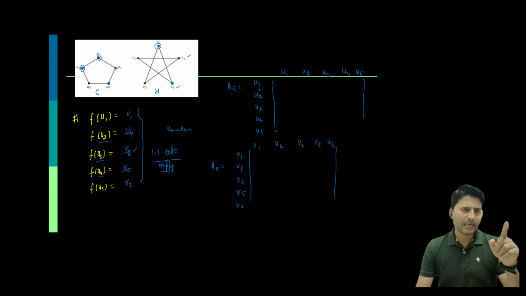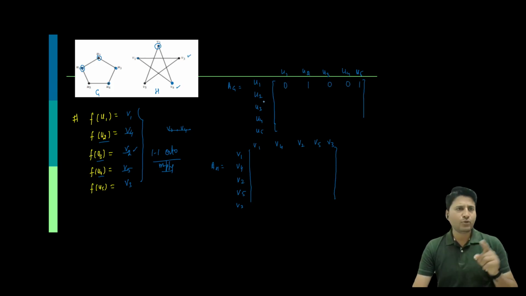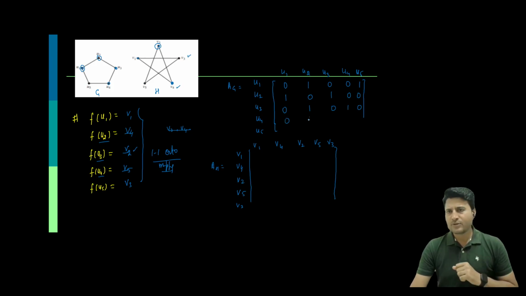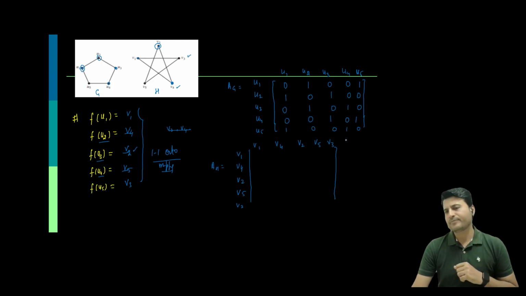So U1 connected to U2 and U5, rest entries in this row are 0. U2 is connected to U1, U3, so U1 and U3. Then U3 is connected to U2, U4, so U2 and U4. U4 is connected to U3, U5, so U3 and then U5. And last one, U5 is connected to U1, U4, U1 and then U4.